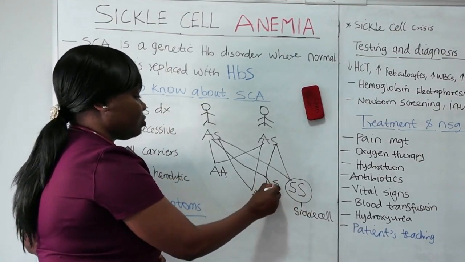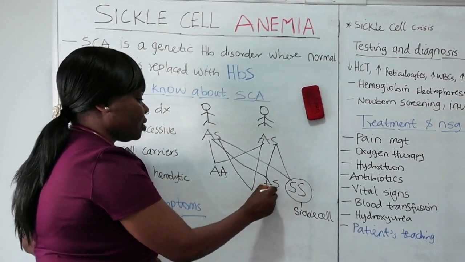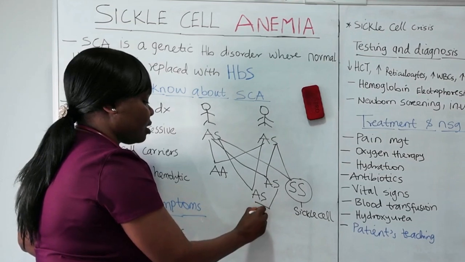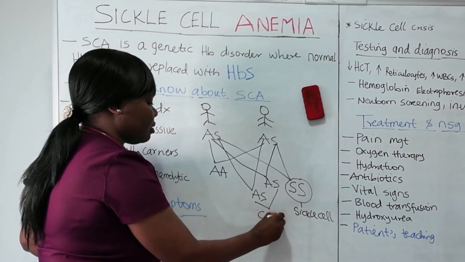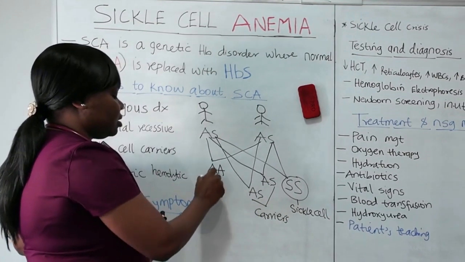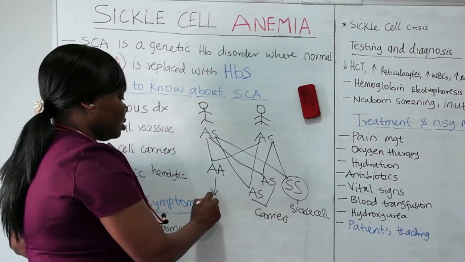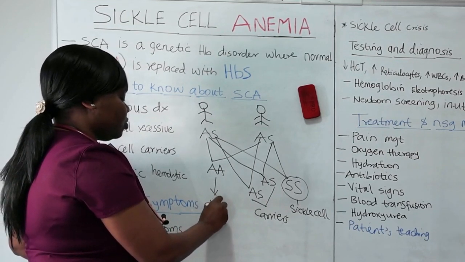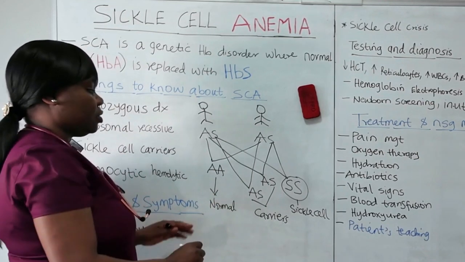For these two, there's a 50% chance. These two are carriers, so we call them sickle cell carriers. And this is the normal hemoglobin, the AA. So this one is normal, no trait of sickle cell in the gene.